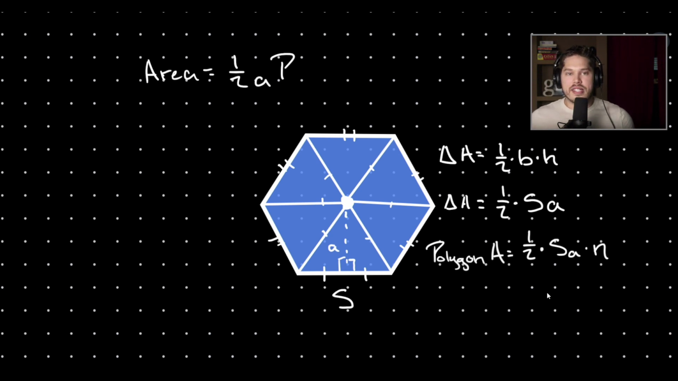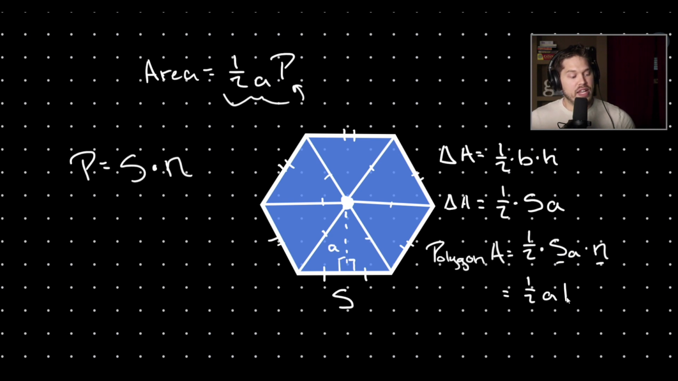Now you may be asking, hey Griffin, this formula you just wrote does not match what my teacher told me up here. What about the perimeter? Well, think about it for a moment. The perimeter is just equal to the side length times the number of sides, which we have for a regular polygon. And so this formula is equal to 1/2 times the apothem times S times N, which is our perimeter. So these are equivalent formulas.